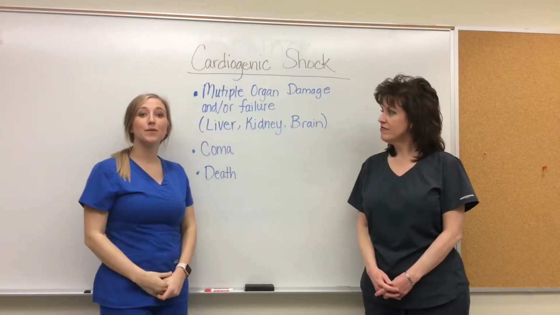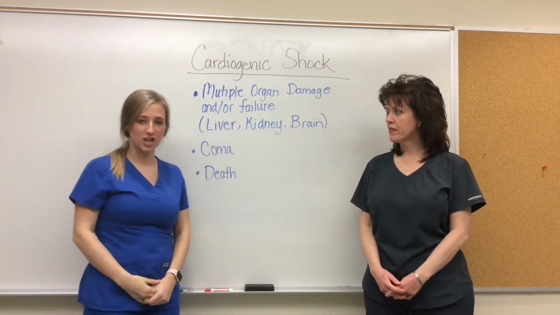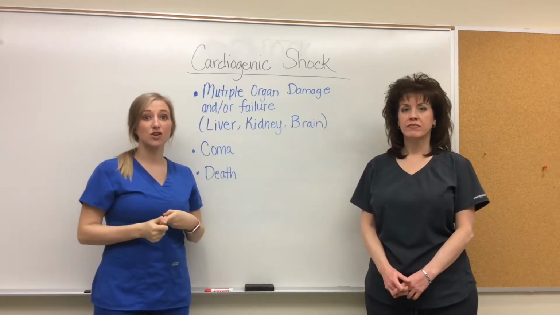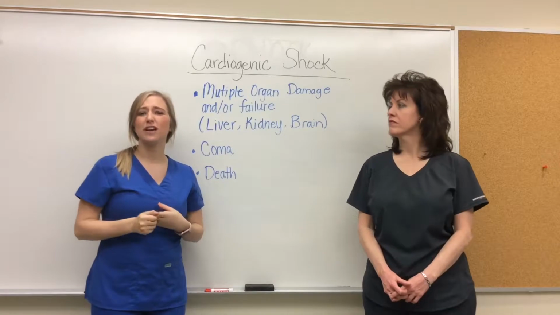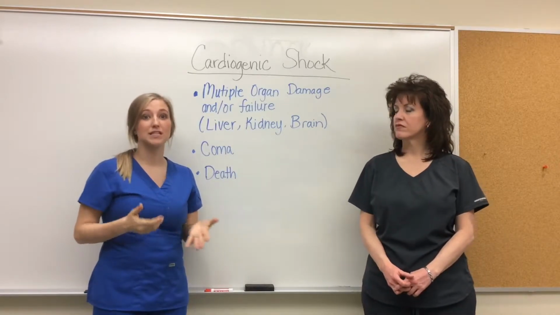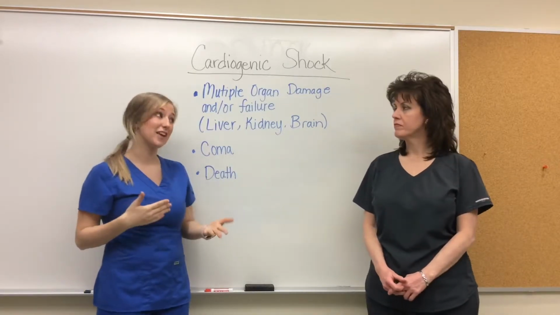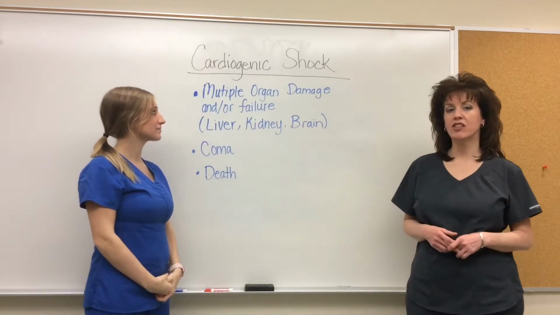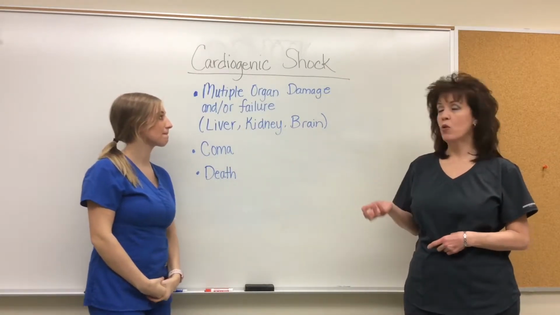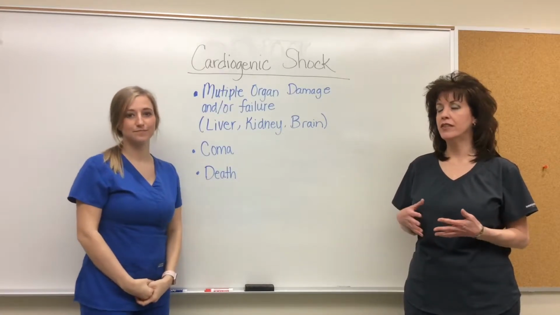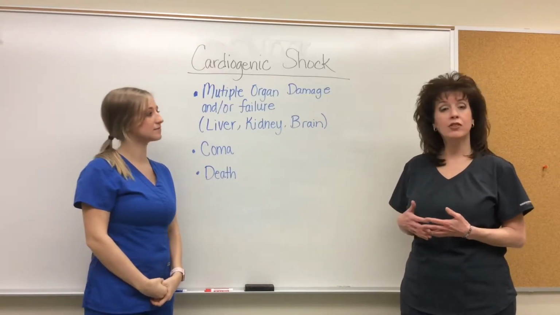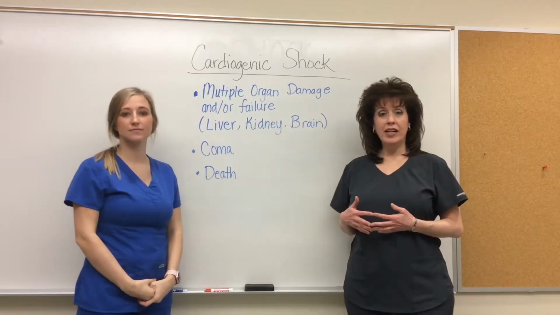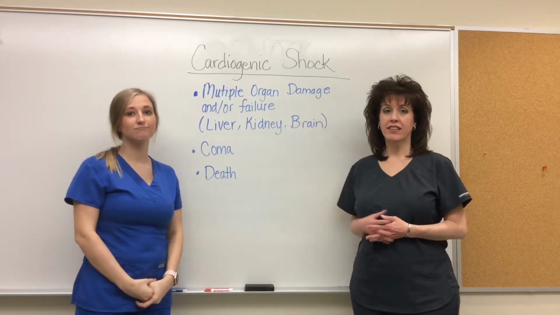All right, so now we're going to talk about some risk factors for cardiogenic shock. Some of those include older age, a history of heart attacks or heart failure, coronary artery disease, atherosclerosis, obesity or diabetes, and even hypertension. Some of the complications of cardiogenic shock can include multiple organ damage and/or failure. This can be to the liver, the kidney, even the brain. It can also cause coma and even death.